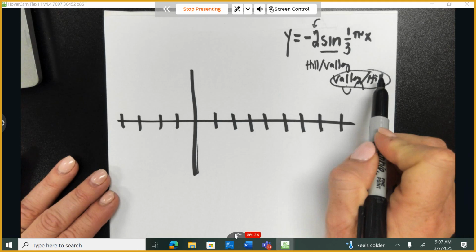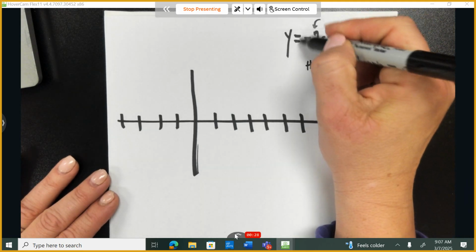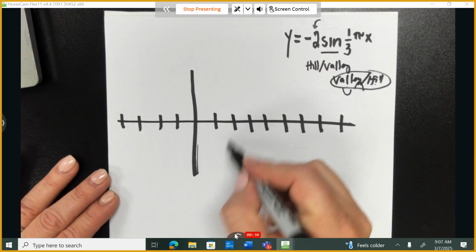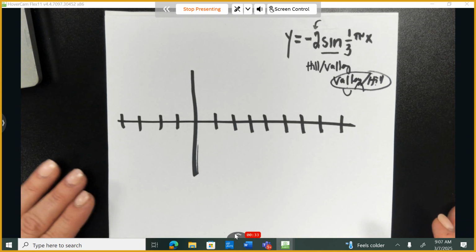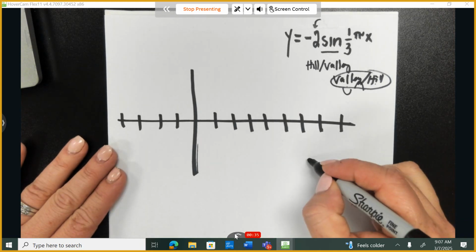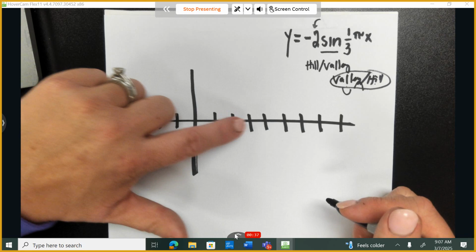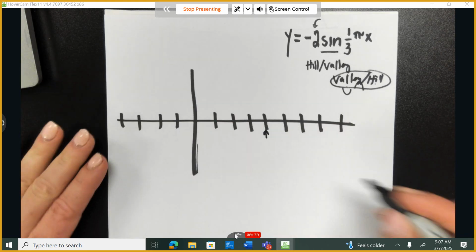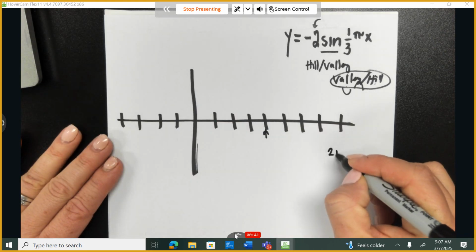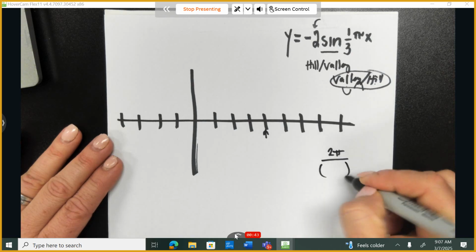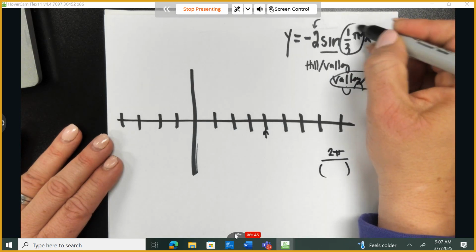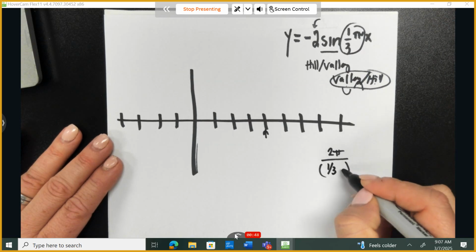How low it goes and how high it goes is the absolute value of this value. So it's going to go down 2 and up as far as 2. Now the first thing we're going to figure out is the length of one cycle, which is 4 steps: 1, 2, 3, 4. I want to know what this number is. To do that, I always take 2 pi and divide by exactly what is stuck with the x, which is 1/3 pi.